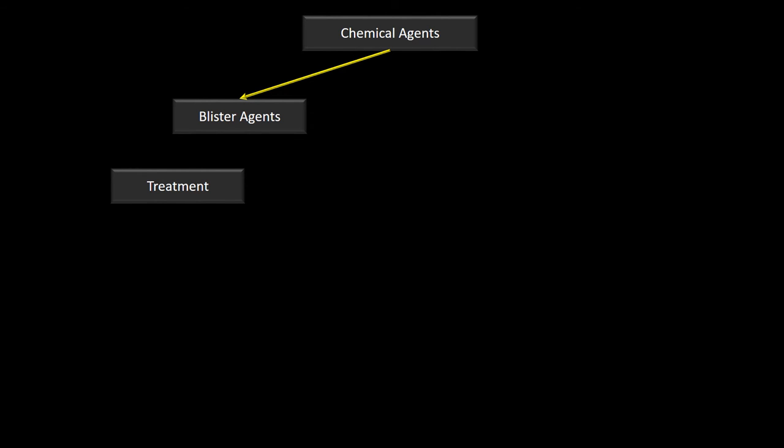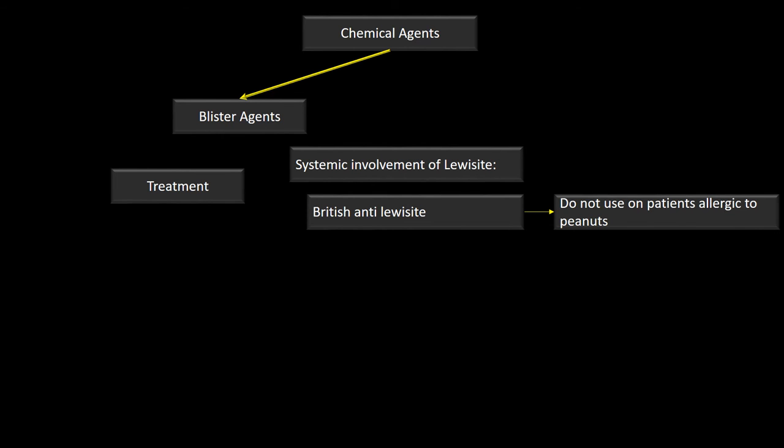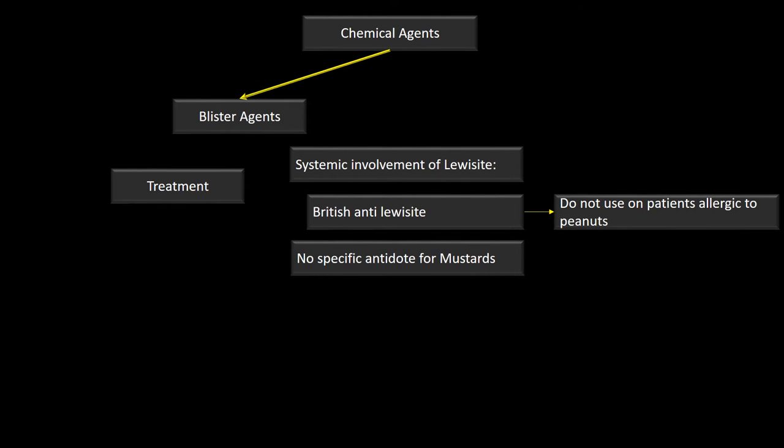Treatment for blister agents. Well, if we have systemic involvement of lewisite, if we have a massive exposure to lewisite, there is an antidote called British anti-lewisite, and with British anti-lewisite, we have to make sure that we do not give it to patients who are allergic to peanuts. But for the most part, our mustard agents have no specific antidote. Our efforts are going to be focused on decontamination.